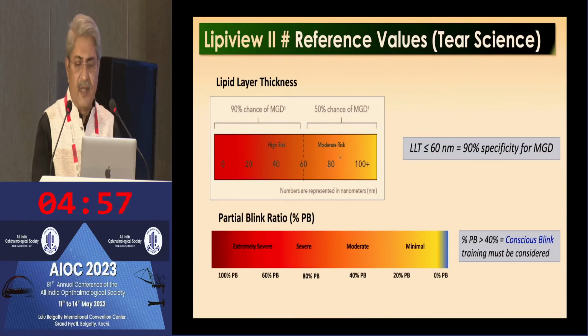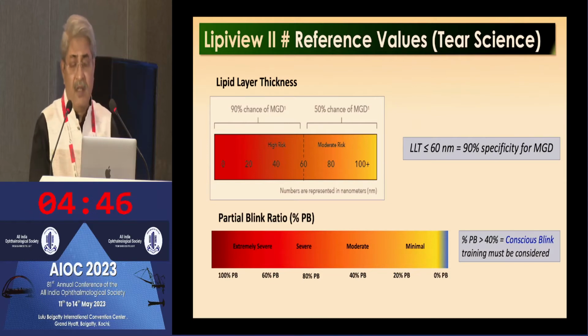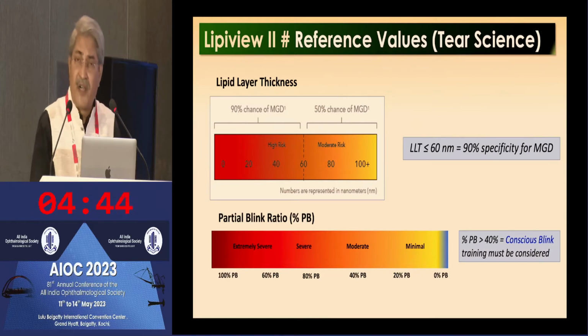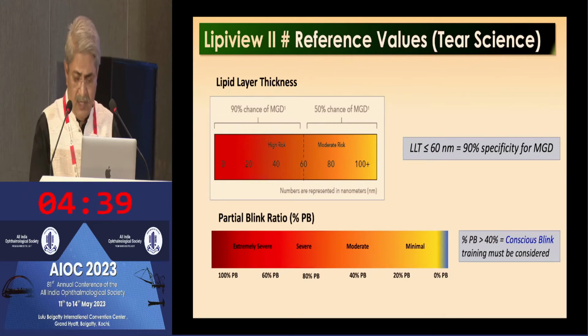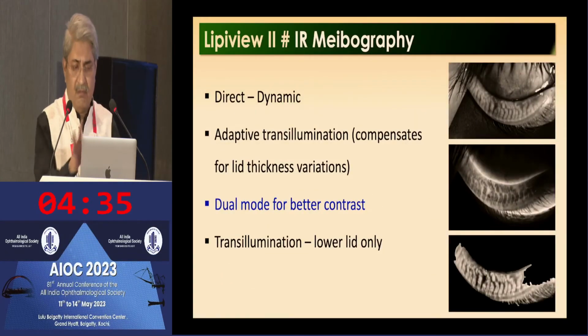As I said, there is 90% specificity for meibomian gland dysfunction. And also the blinking: we do not do conscious blinking, it is unconscious blinking, and many people are partial blinkers. It is proved that blink is the only thing which can save our meibomian gland. So there are direct, dynamic, and adaptive transformation and dual modes to have better imaging, especially for the lower lid.